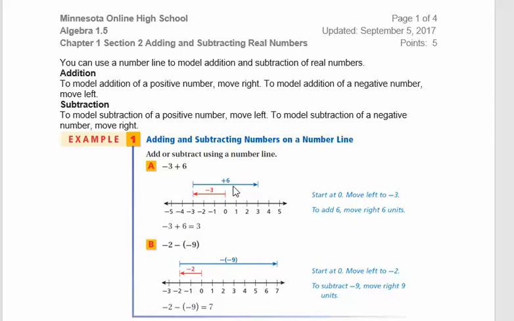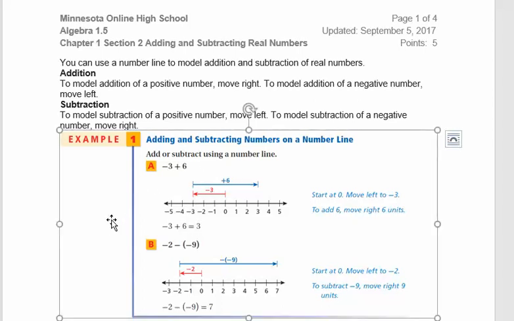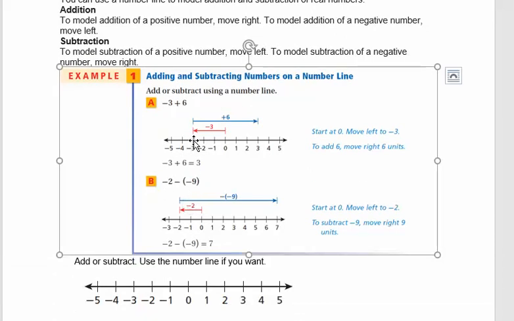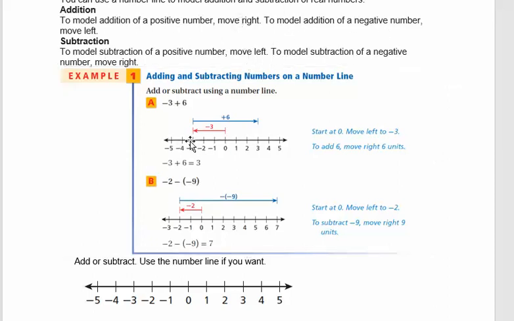We start with -3, so you start by putting a dot at -3, or putting your pen at -3 on the number line, and then we want to add a positive number, which says then to go right. So we start at -3 and then we go 6 units right. So 1, 2, 3, 4, 5, 6, and we end up at 3. That's our answer. So -3 plus 6 equals 3. And then we can write it out like that.